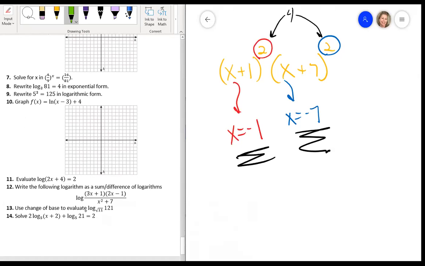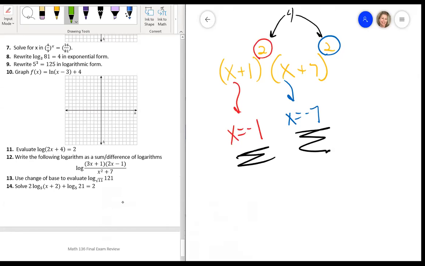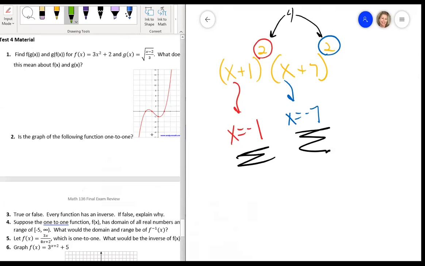I know we just went over logarithms and stuff, so is there any, I mean, we did that last week, but was there any questions on any of the logarithm stuff you want to see again? Would you do number 1 on test 4 material? Yes.